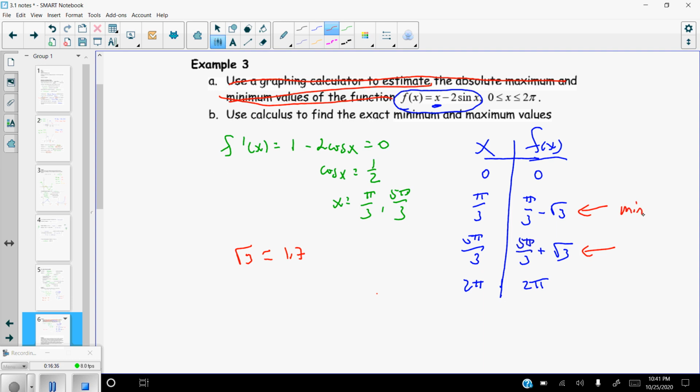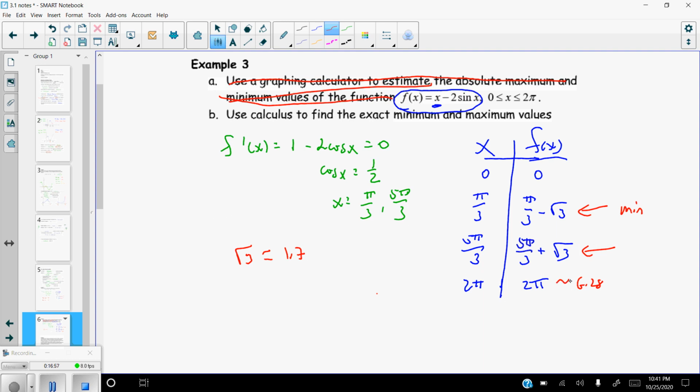And then we've got to do the same general idea for the 5 pi thirds plus root 3 and the 2 pi. 2 pi is about 6.14, so that much we know. So that's approximately 6.1. I'm sorry, 6.28. Got to double it. So that's approximately 6.28.